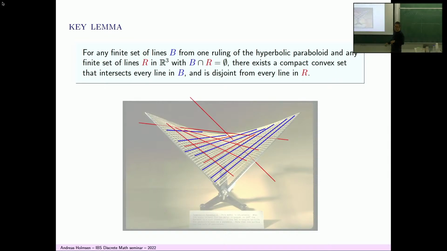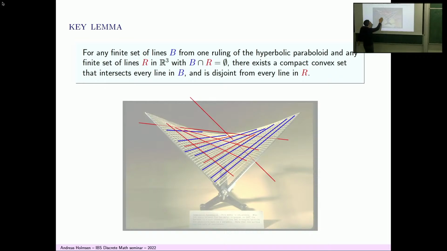Okay? So I have these blue lines, and you are allowed to choose 2,000 red lines. But you cannot choose them the same as any of the blue lines. And no matter how you choose them, I will show you there's a convex set that hits the blue lines but misses the red lines. Is it clear? Not clear that it's true, but is the statement clear?